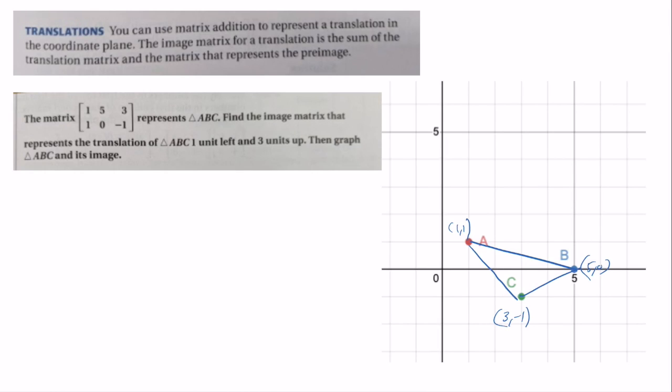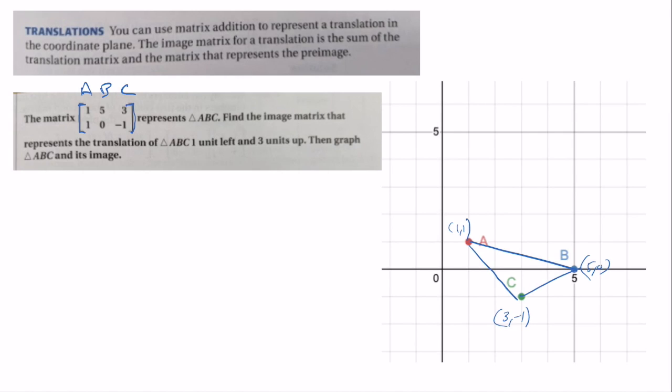So notice how they wrote it over here as a matrix. A is 1, 1, B is 5, 0, and C is 3, -1. And so that is how we show that triangle as a matrix. That's how you would give that information to a computer, because the computer knows that first row is going to give me all the x coordinates, and the second row is going to give me all the y coordinates, and it can piece that together and put it onto the grid for you. And that's why we use it.